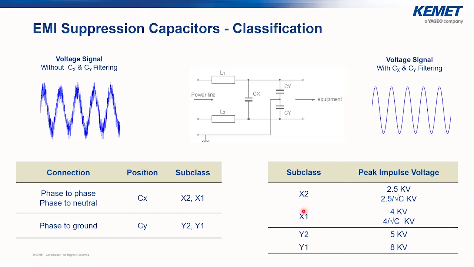Some substitution can be done between these subclasses. So for example, we can use a Y1 instead of X1 because it will be having higher peak values. But for such substitution, we need to be careful and check each of the differences between the subclasses.